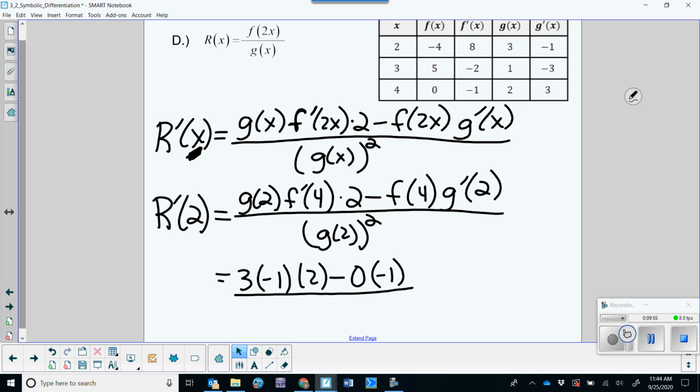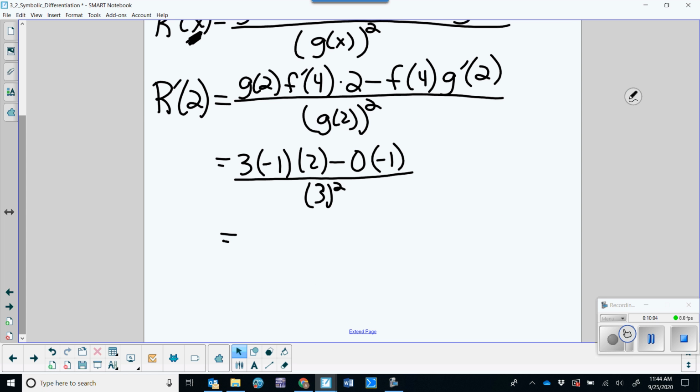And then on the bottom, it's g of 2 and g of 2 is 3, so you'll have 3 squared. Again, for a free response question, done. Not for multiple choice, I have to figure it out, so I'm just going to have negative 6 over 9 or negative 2/3. Okay, so that's how we do that.